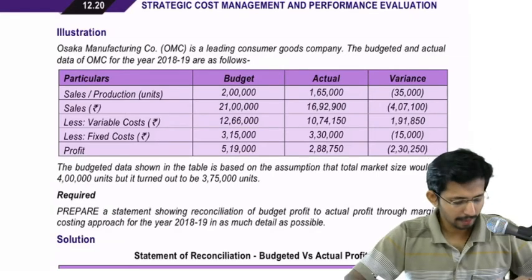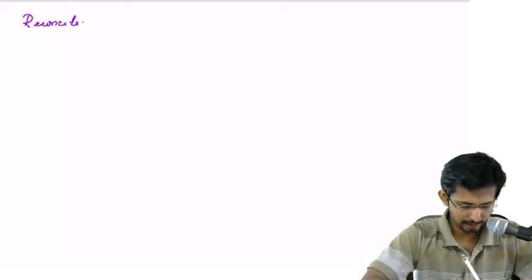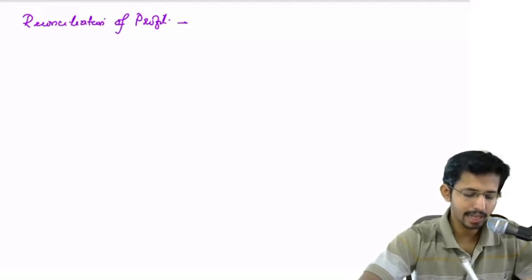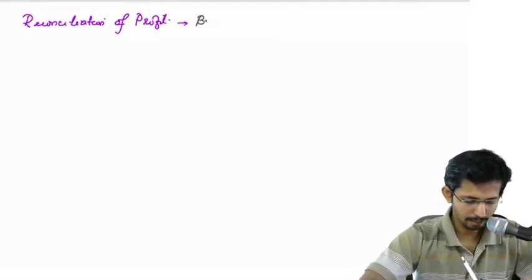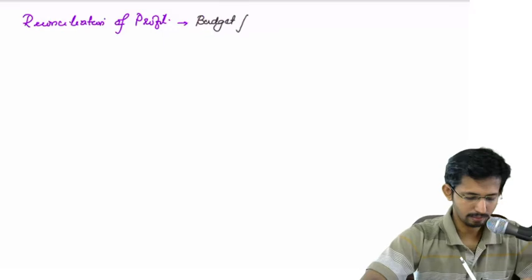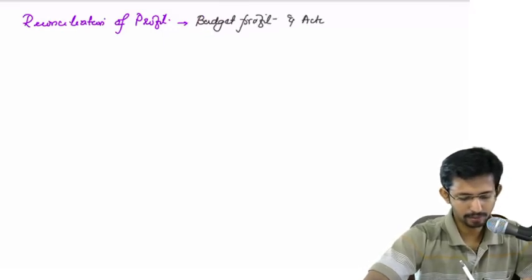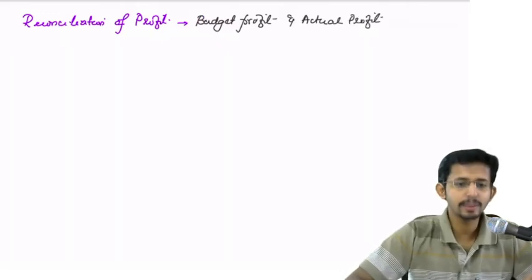Friends, now we have to do the remaining problems from the standard costing chapter, and in that we need to see how to do the reconciliation of profit. When I say reconciliation of profit, basically we need to reconcile the budgeted profit and the actual profit. That is the sort of reconciliation we need to do.